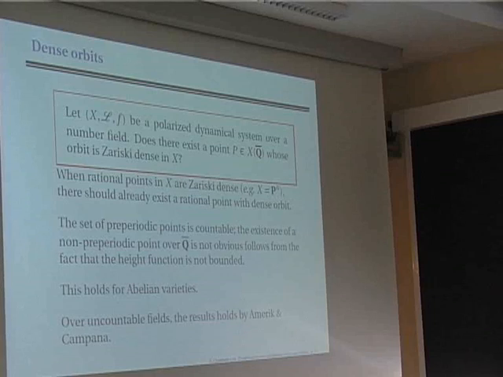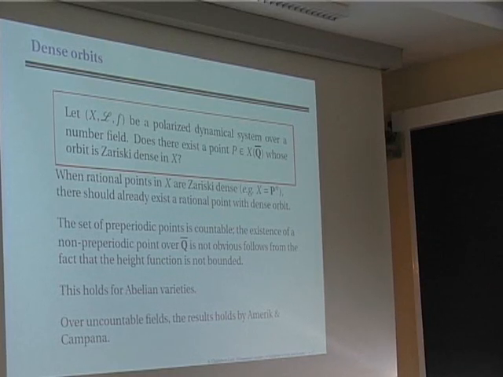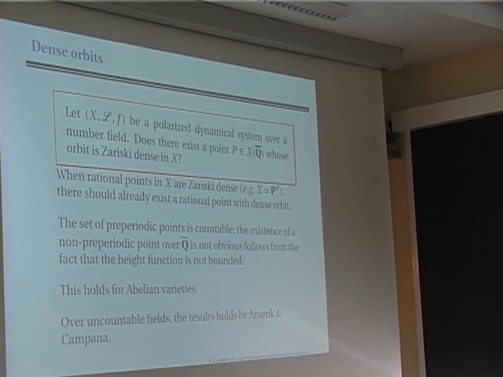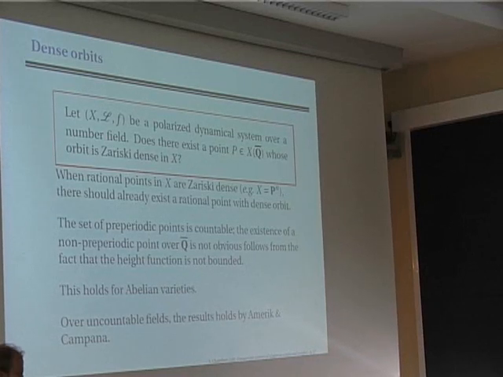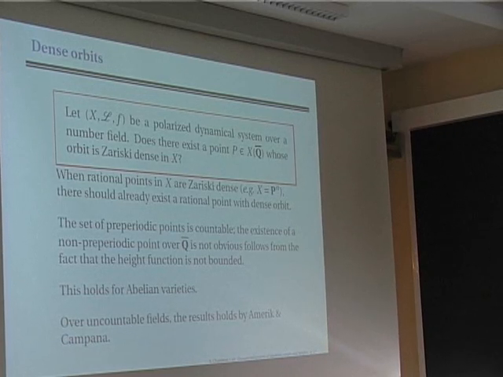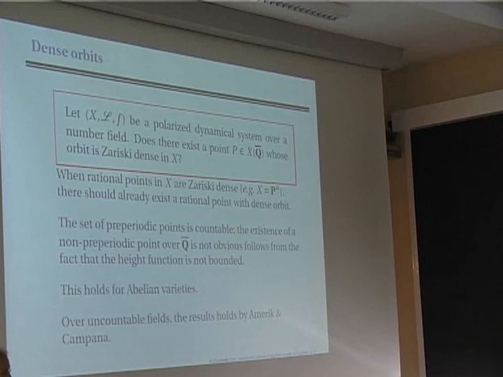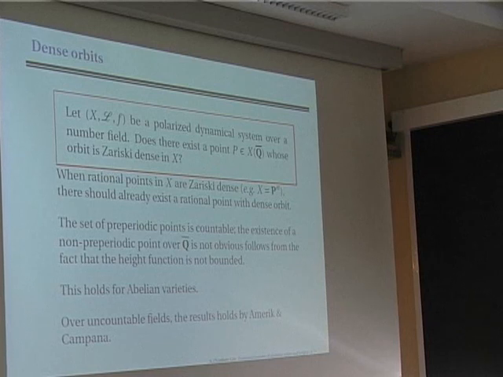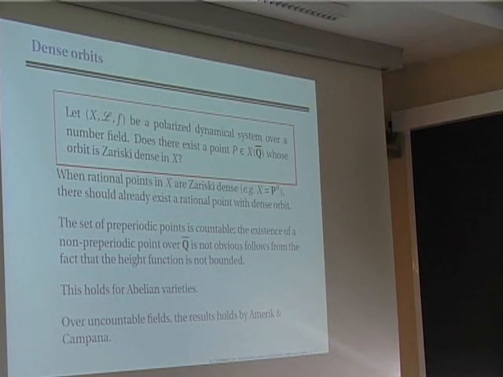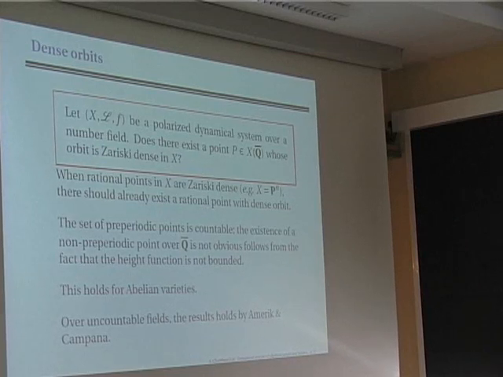Nevertheless, it's easy using the height machine to show that there are non-preperiodic points. Because if all points over Q bar were preperiodic, then the height would be 0. And it's well known that the height is not bounded over Q bar. So at least there are non-preperiodic points. But it might be possible that any point in Q bar lies in a strict subvariety which will be stable under the dynamics.